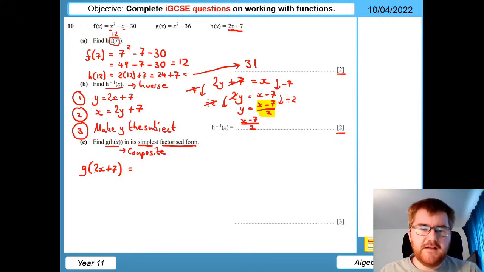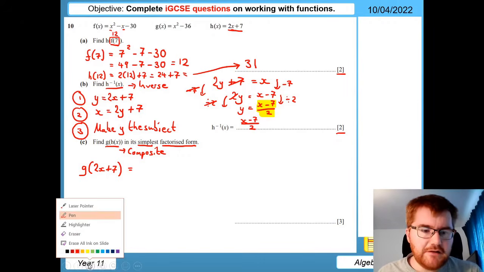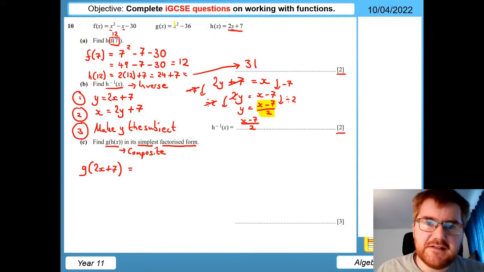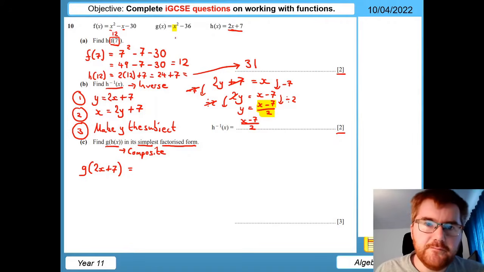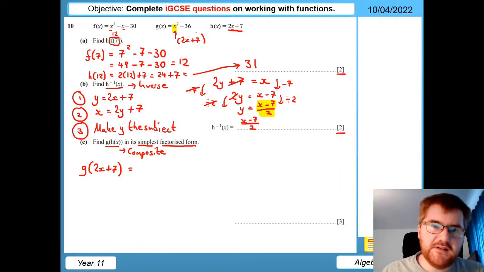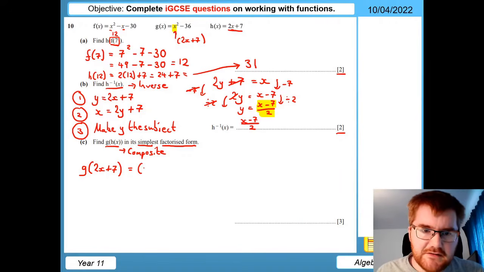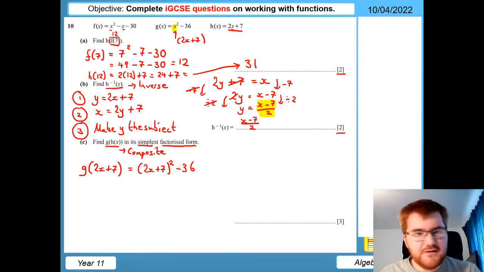Now once I know that, I'm going to look now at my g function. So this is my g function here. And wherever I see an x in my g function, I'm going to replace it with a 2x plus 7. So it's a bit of a trickier question compared to what we did last time. So if I copy this out, I get 2x plus 7 all squared minus 36. And so now we've got a bit of algebra to do to expand everything else and simplify.